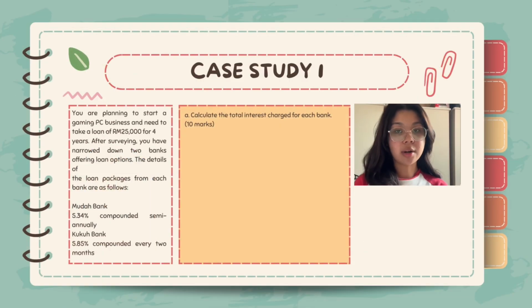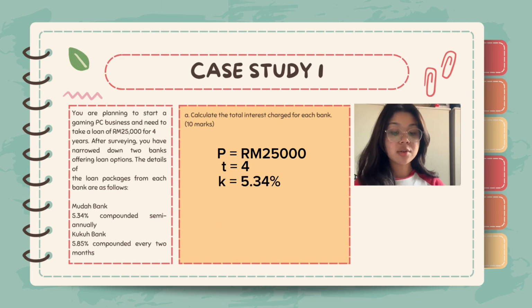Case study number 1, question A: calculate the total interest charge for each bank. So for Muda Bank, we know that the interest rate charged is 5.34% compounded semi-annually. From the question, we know that the principal is 25,000, the time is 4 years, the annual nominal rate is 5.34%, and the frequency of conversion is 2 because it is compounded semi-annually.